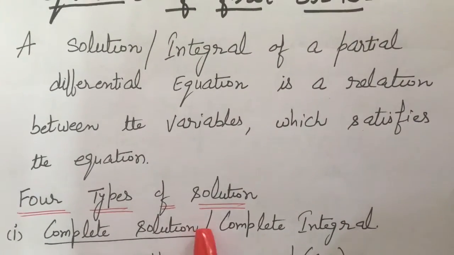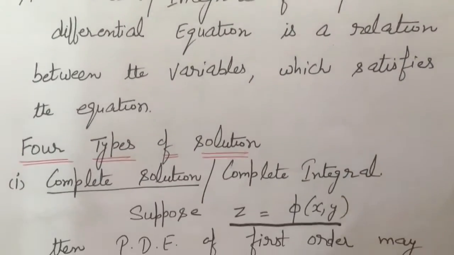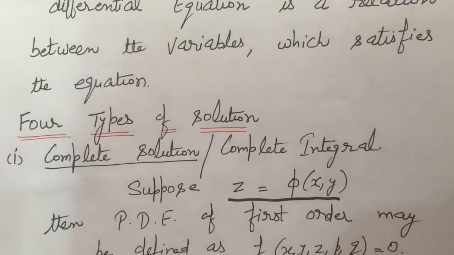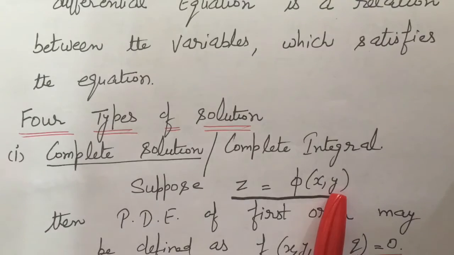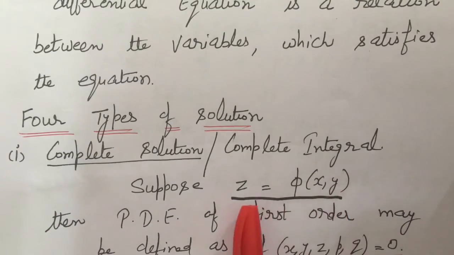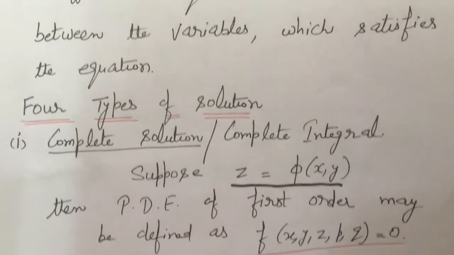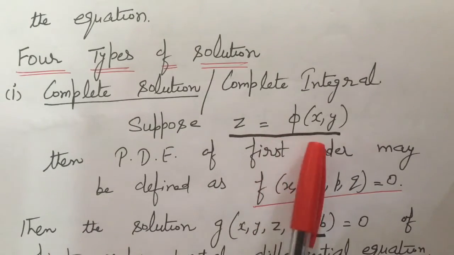There are four types of solution. First one is the complete solution, or we can say that it is complete integral. Suppose we have given that z is any function of x and y. Here x and y are the independent variables and the value of z depends upon the choice of x and y. So we can differentiate z with respect to x as well as with respect to y.